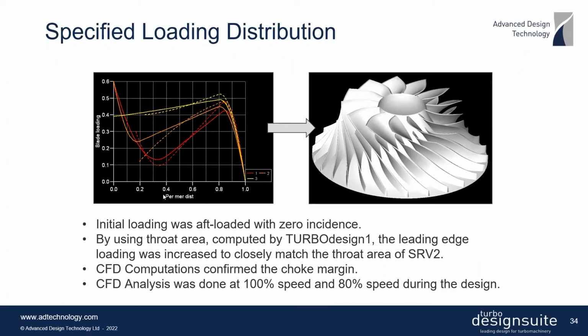So in fact, by using the throat information from inverse design, adjustments were made to leading edge loading until the throat area of SRV2 was matched. And then this was confirmed by the CFD computations. And in this way, this type of loading was arrived at. So essentially aft-loaded at the hub with a very high incidence at the hub and the midspan, and also generally aft-loaded at the shroud, but again with very large leading edge incidence. And this then showed that the right level of choke margin was obtained.